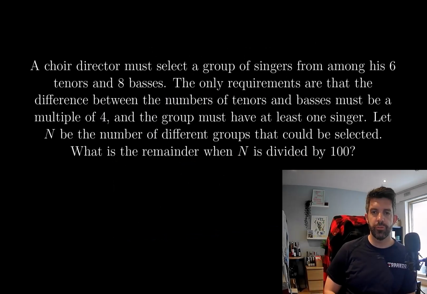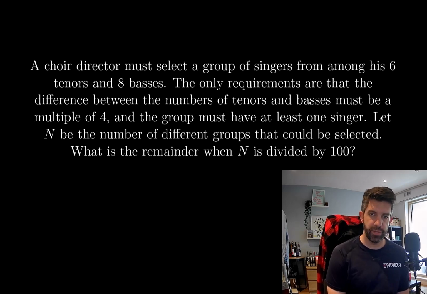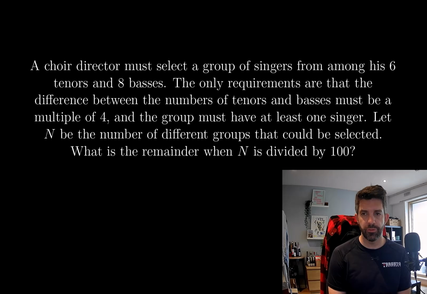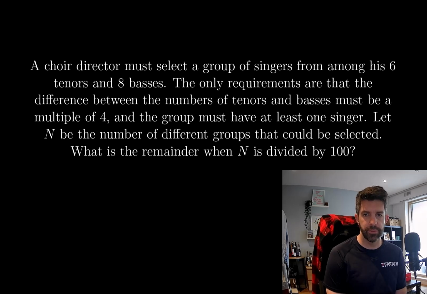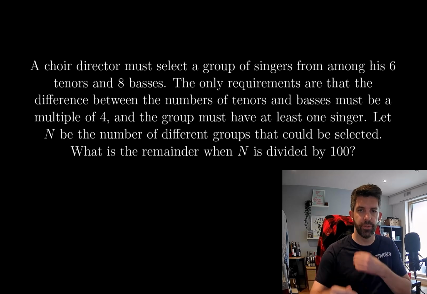A choir director must select a group of singers from among his 6 tenors and 8 basses. The only requirements are that the difference between the numbers of tenors and basses must be a multiple of 4, and the group must have at least one singer. Let n be the number of different groups that could be selected. What is the remainder when n is divided by 100?